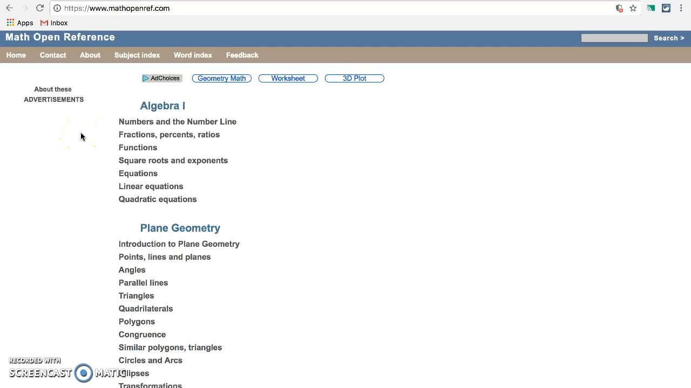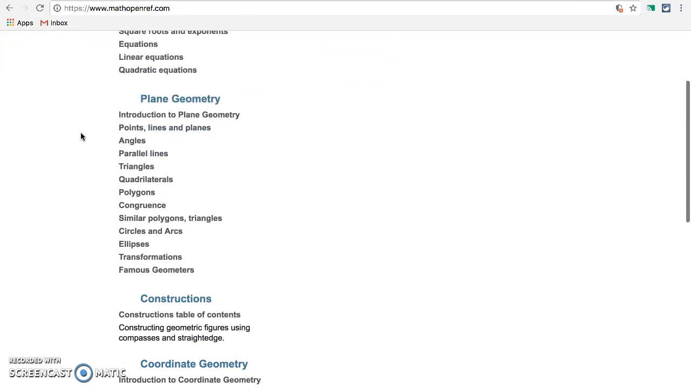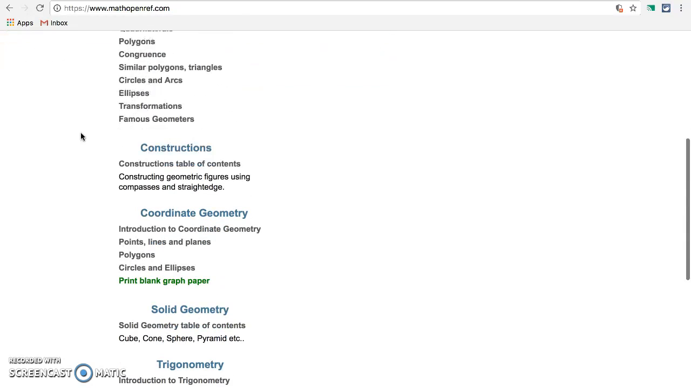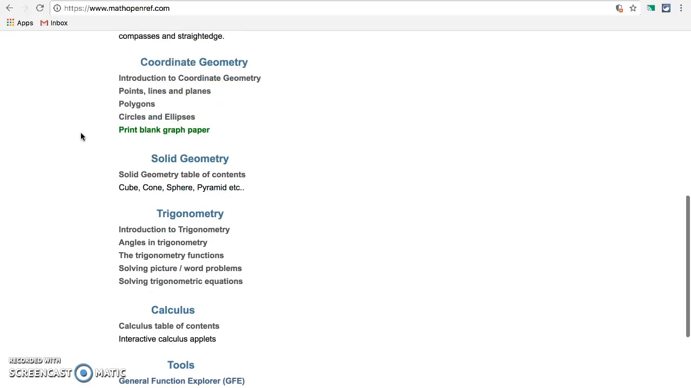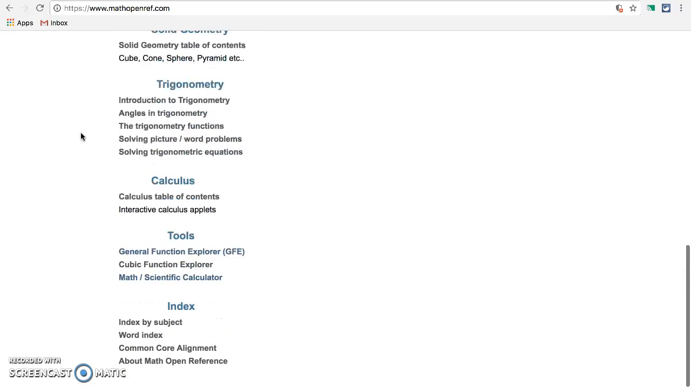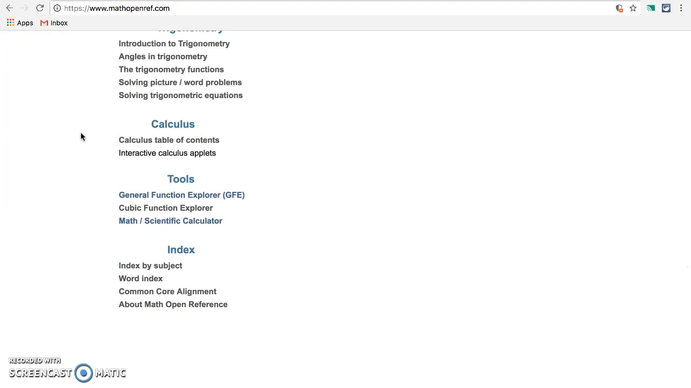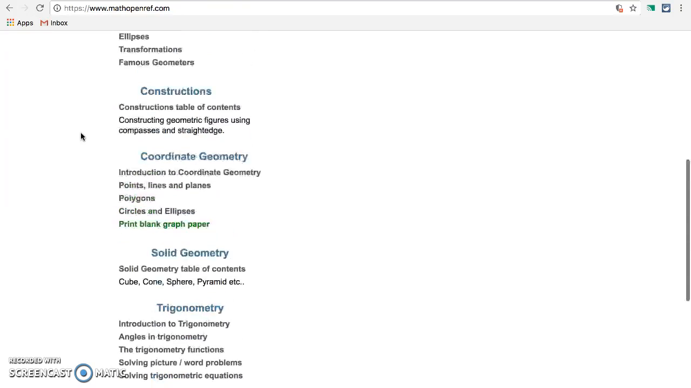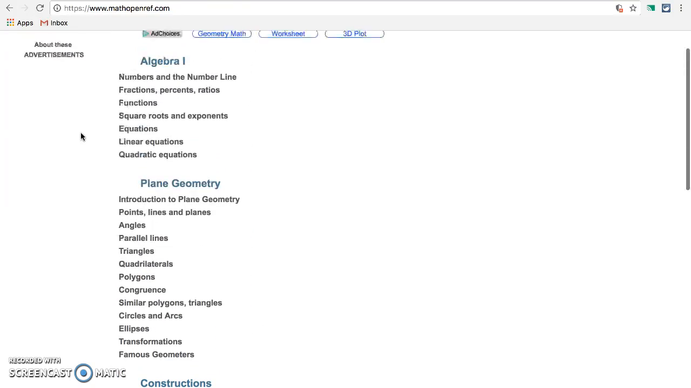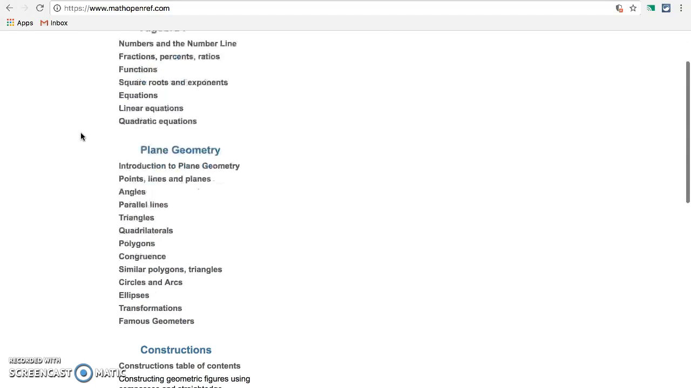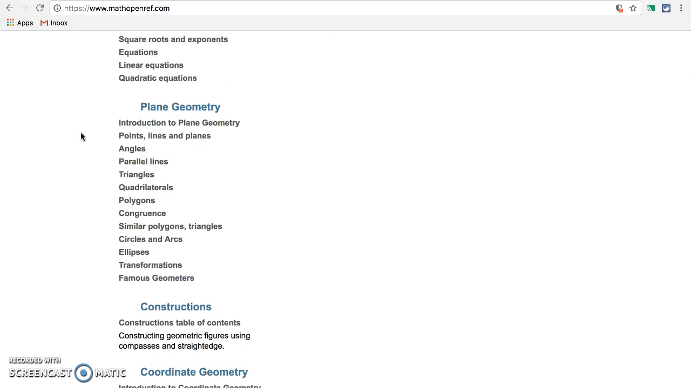up a list of different areas. We have algebra, plane geometry, constructions, coordinate geometry, solid geometry, trigonometry, calculus, and some extra tools that we can use with this. So I'm going to go through a couple of things. I'm going to start with plane geometry, and we're going to look at parallel lines first.